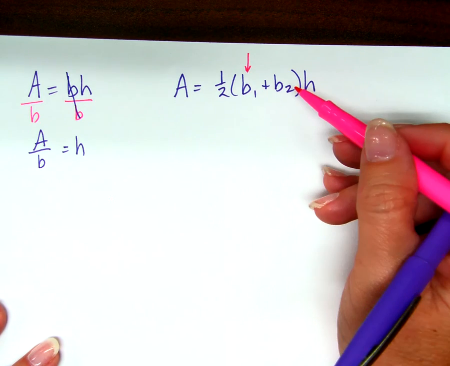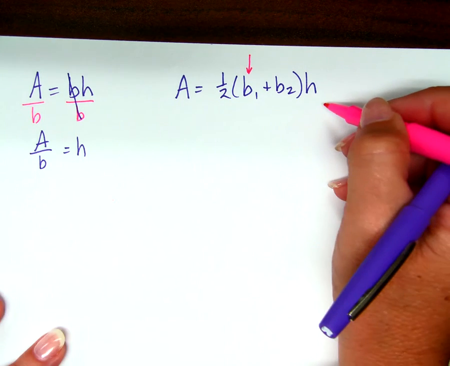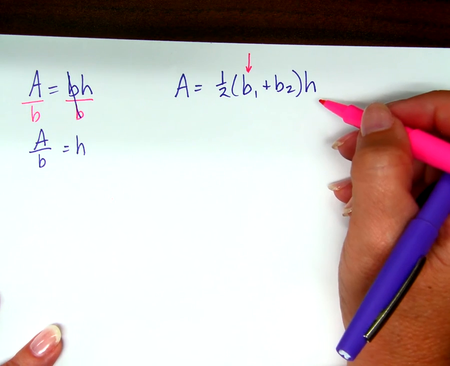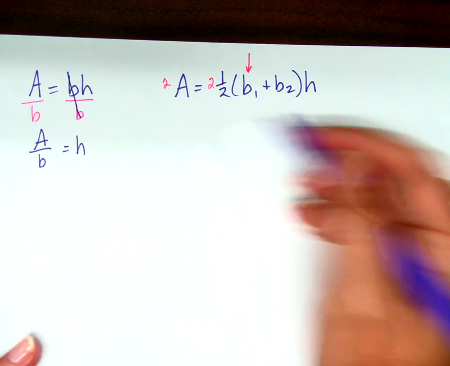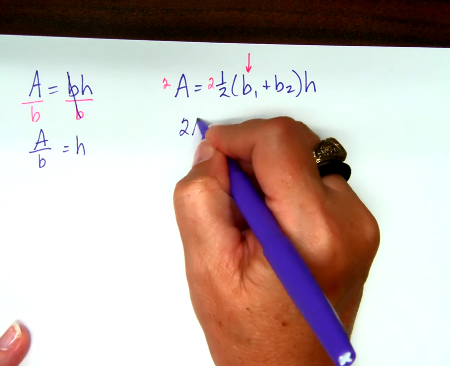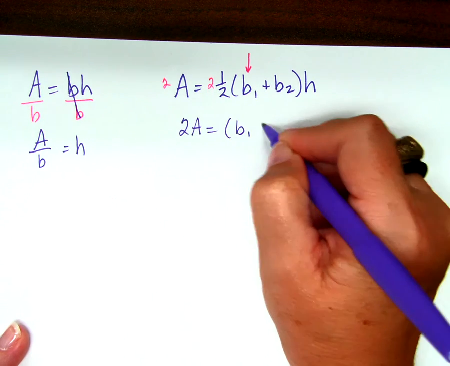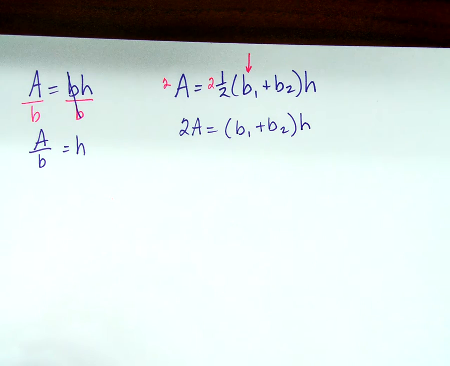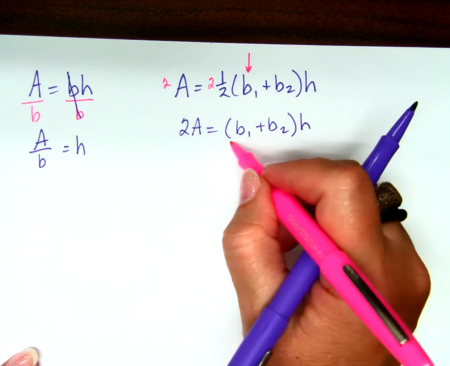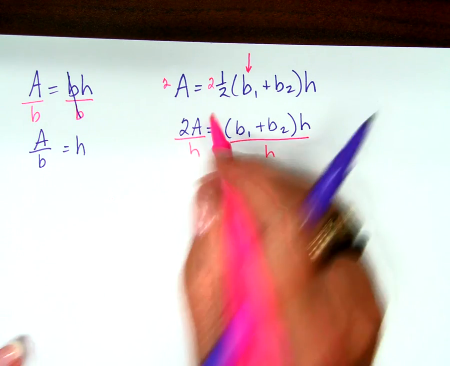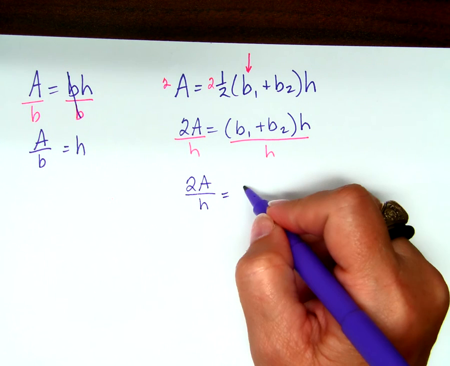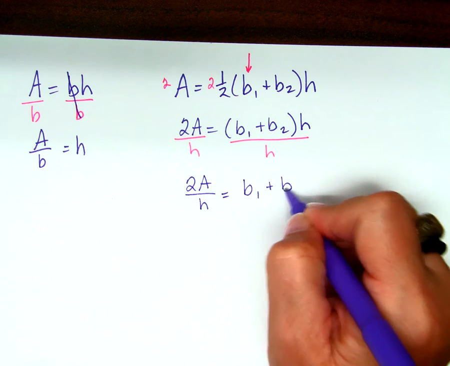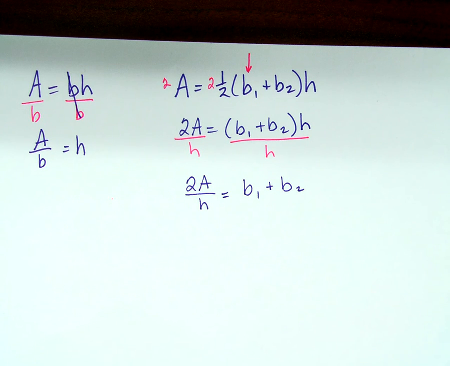1/2 is already in this side. I've got to multiply by a reciprocal, right? I could divide by 1/2, but we don't do that sort of thing, right? We don't divide by fractions. If I multiply by the reciprocal, I get 2A equals base 1 plus base 2 times h. If I divide both sides by the height, I get 2 times the area divided by the length of the height equals B1 plus B2, the length of the first base plus the length of the second base.